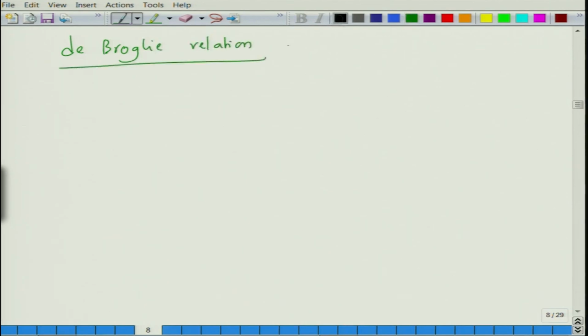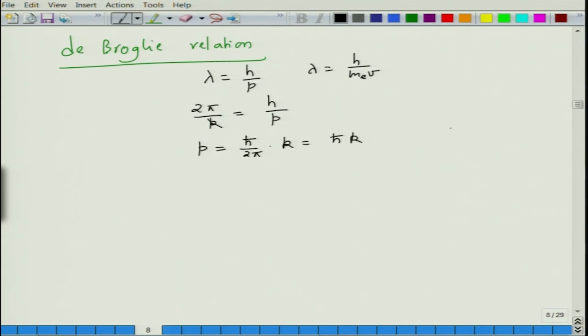The de Broglie relation says that lambda is equal to h divided by p, which means lambda is equal to h divided by m v. But lambda is also equal to 2 pi divided by k, and this is equal to h divided by p. So we can say that p is equal to h divided by 2 pi into k, which is equal to h cross k, where h cross is equal to h divided by 2 pi, where h is nothing but Planck's constant.